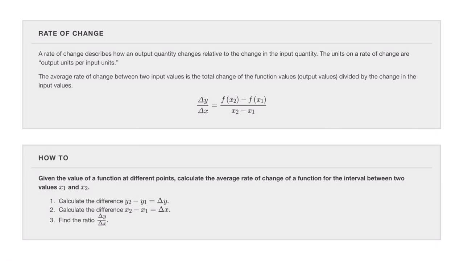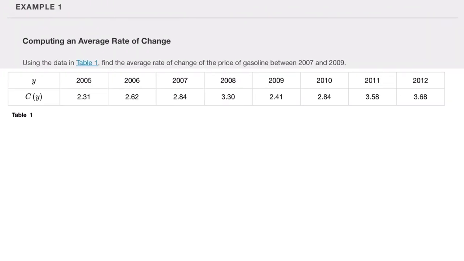So rate of change is really slope. It's like finding the slope between two points, which is our change in y over change in x. So the change in y over the change in x. Another way we articulate this is y2 minus y1 over x2 minus x1, right? Okay, so let's see if we can see this in action.